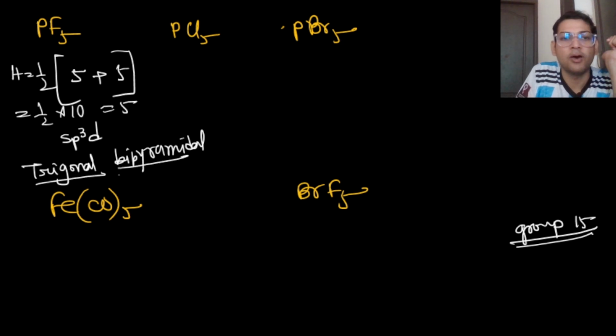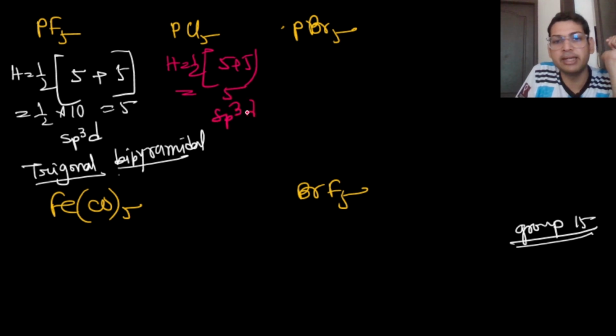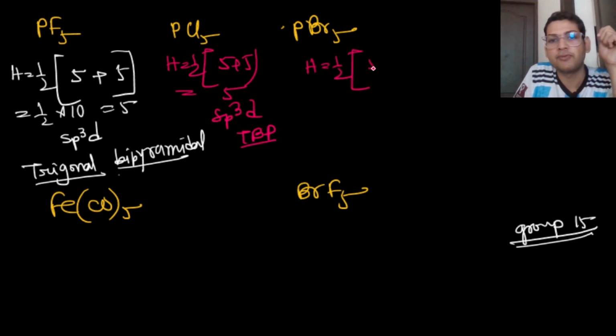Trigonal bipyramidal. Okay, sir, calculate for the other ones. It's so easy. You can also do H equal to half of the same. All are the same. 5 plus 5 equal to 5, sp3d. It is also trigonal bipyramidal. H equal to half of 5 plus 5 equal to 5, sp3d. It is having TBP geometry.